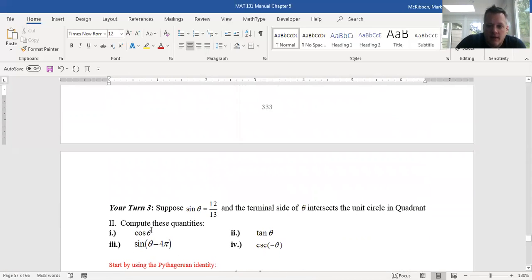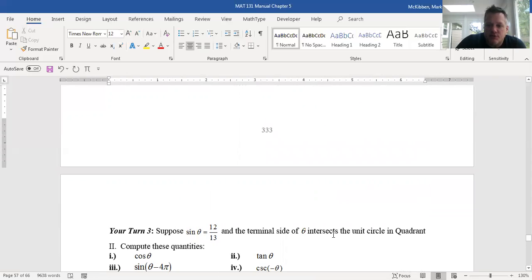All right. For this guy, it's the same sort of idea. So you're given information about sine, and you now know that the terminal side is in quadrant 2. If the terminal side is in quadrant 2, right, the cosine is still negative. Okay, so keep that in mind. And you're going to use the Pythagorean identity and other identities, perhaps, to be able to simplify your results. All right, so give those a go, and then we'll talk about those in a moment.